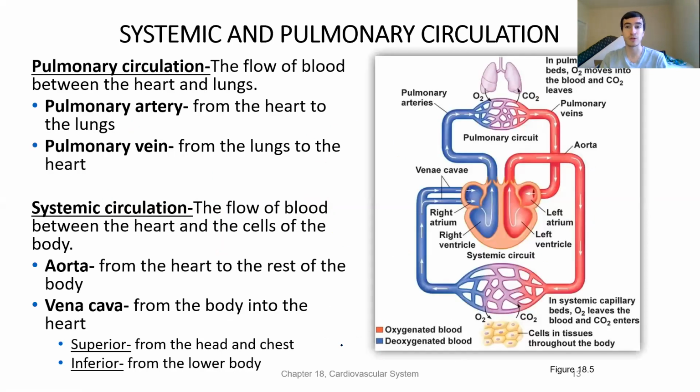All right, so there are two areas that our blood goes after it leaves the heart. There is what's called the pulmonary circulation, which is where we leave from the heart and go to the lungs. And there is systemic circulation, which is where we leave from the heart and go to the rest of the body.